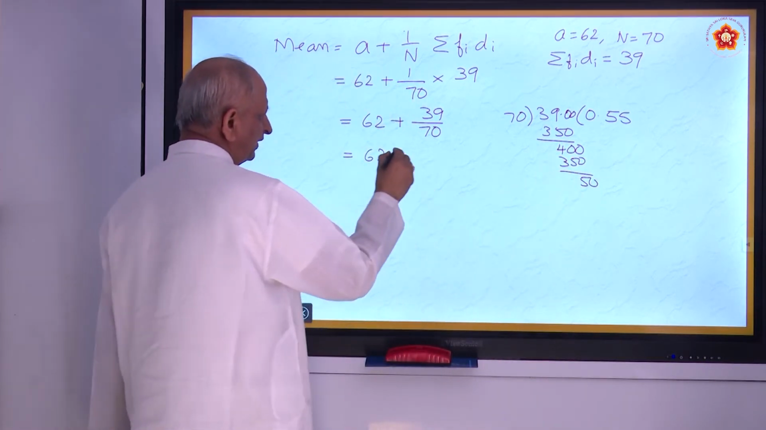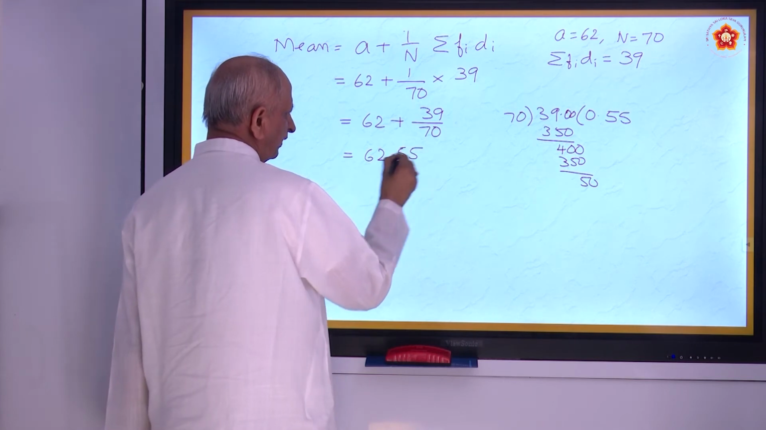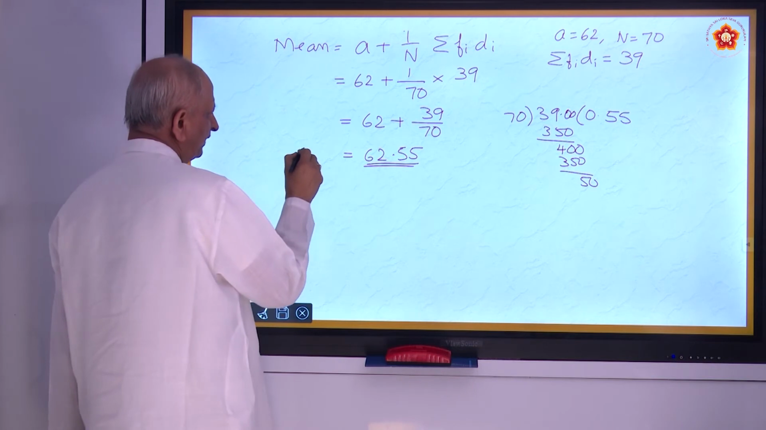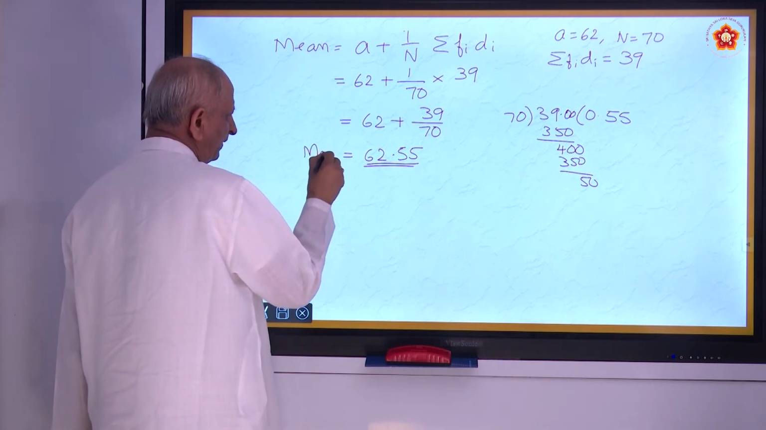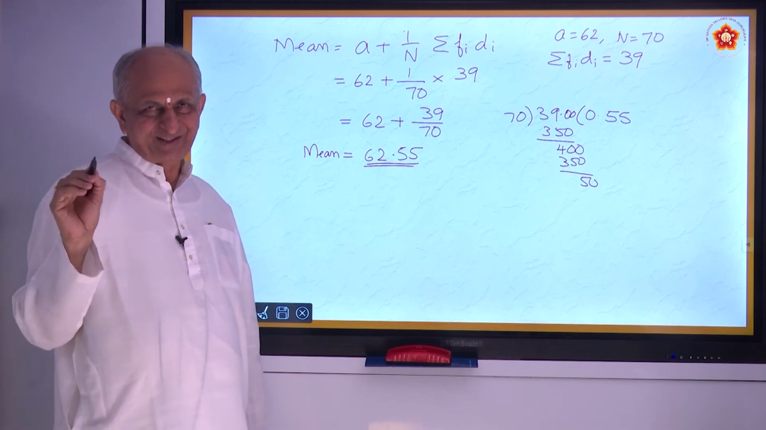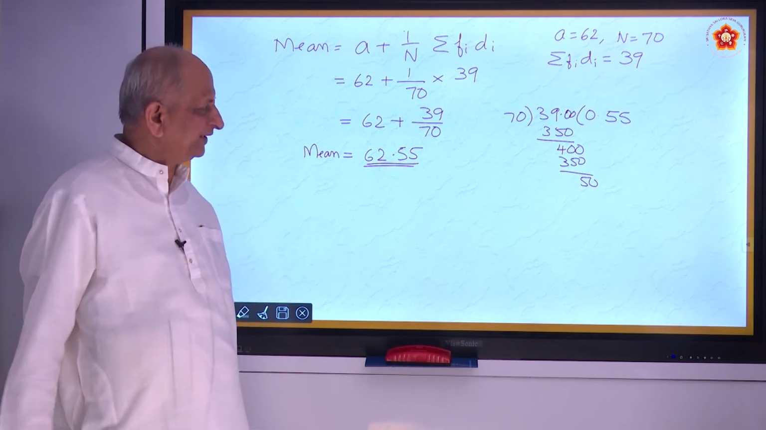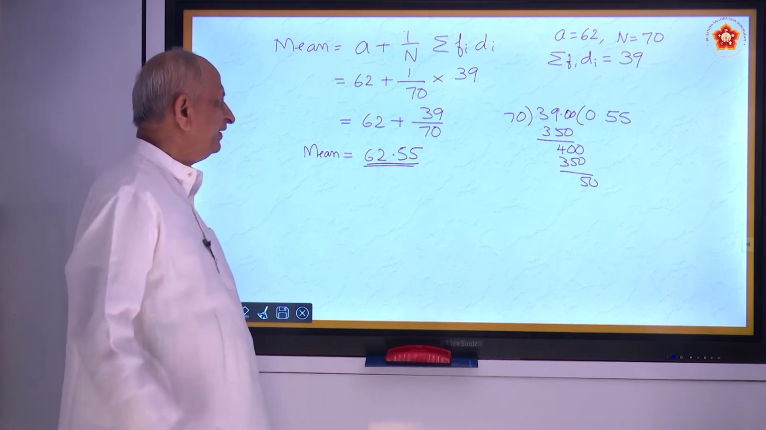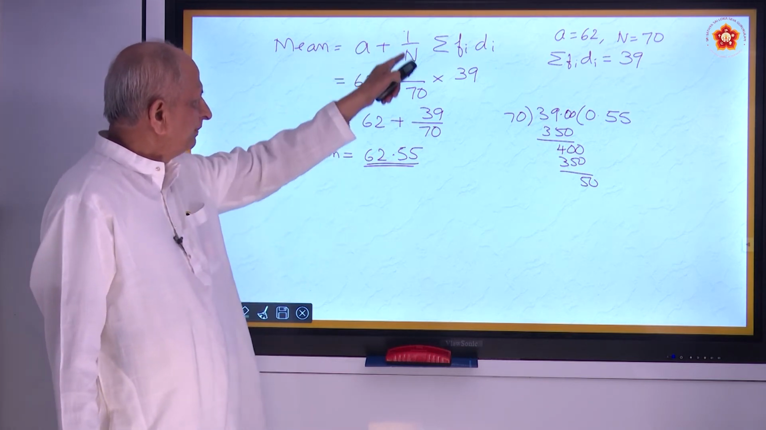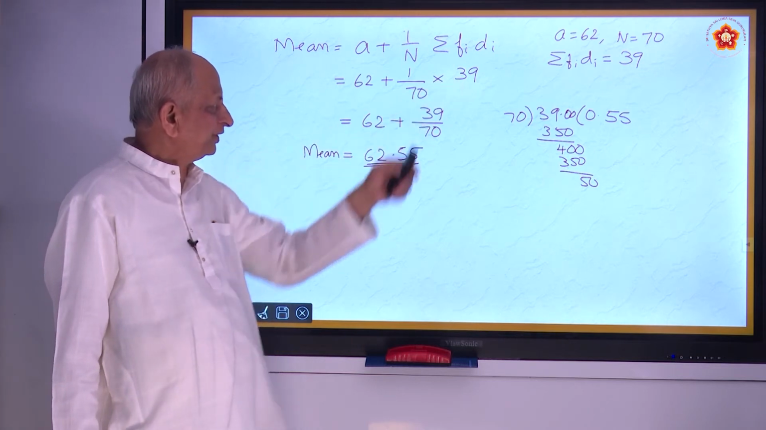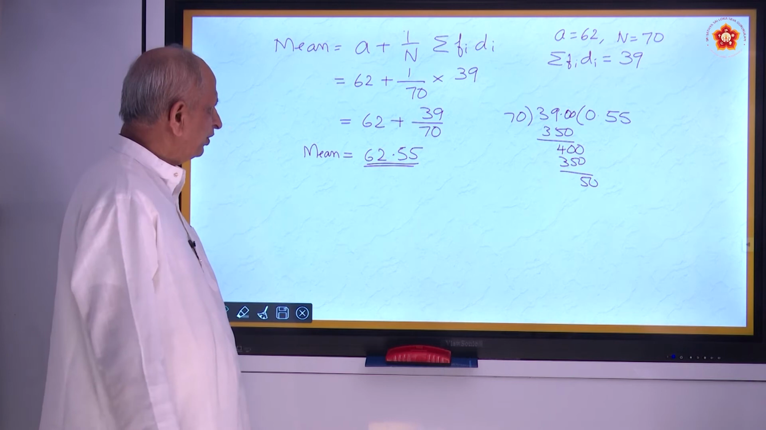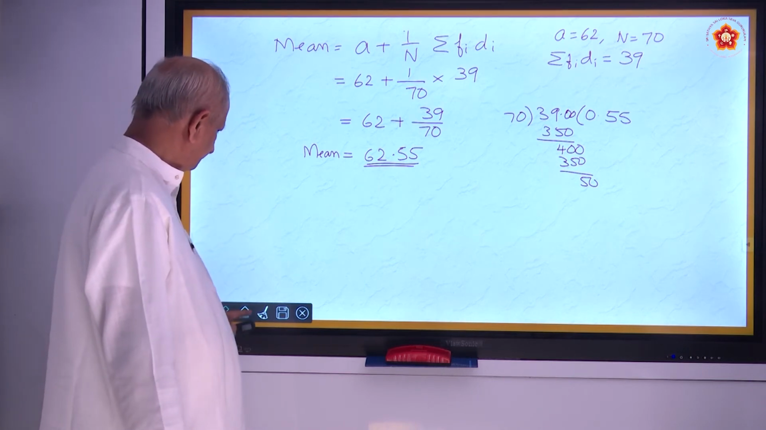So approximately 62.55. So that is the mean. That is the assumed mean method. So very simple it is. I think if you work out some more problems like this, it will be very easy for you. So mean = A, the assumed mean 62, plus 1 by n into sigma fi di. Okay. So shall we pass on to the next problem?